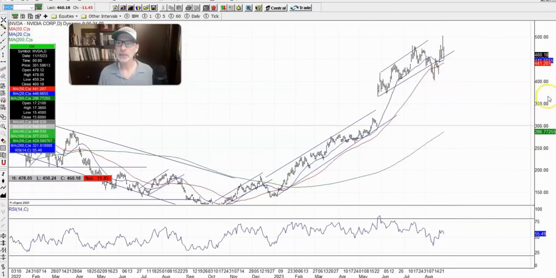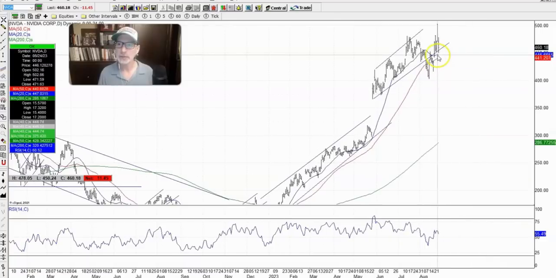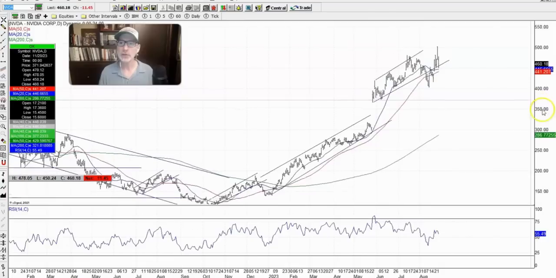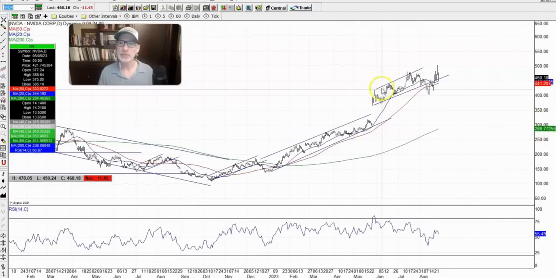It had the nice gap higher on earnings, has pulled back. So Nvidia, it's a strong stock. The earnings back it up. So will it continue to make new highs? Probably. Had a pullback here. You've got the 20-day moving average here, this 50-day moving average here, and way down here is the 200-day moving average. I don't think it'll ever fall that far, but it's still sort of contained in this uptrend.